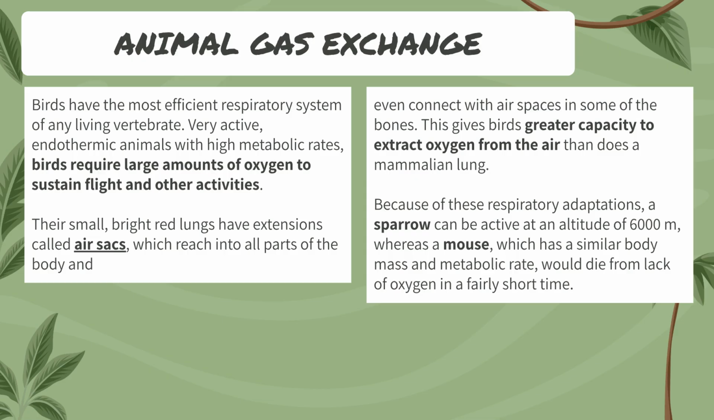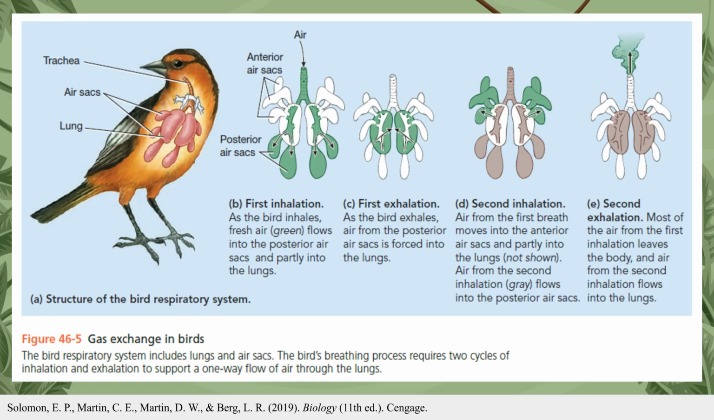Birds have the most efficient respiratory system among vertebrates to meet their high oxygen demands. Their lungs are connected to air sacs that extend throughout the body. These adaptations allow birds to extract more oxygen than mammals. Birds maintain a one-way flow of air through their lungs, using 2 breathing cycles. This ensures continuous exposure to oxygen-rich air. As a result, birds can sustain flight and remain active even at high altitudes.